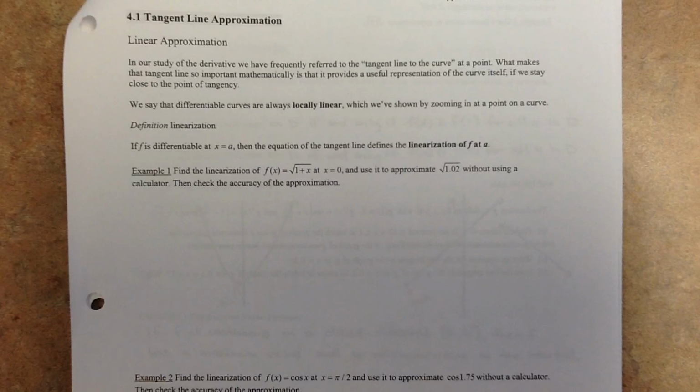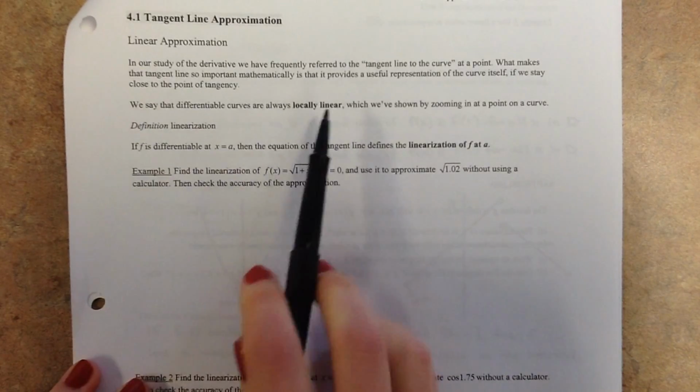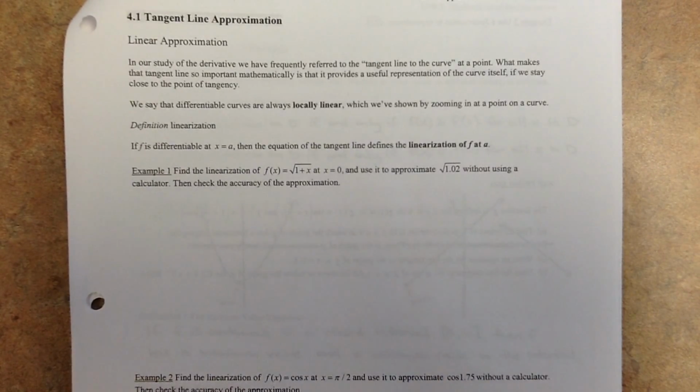So the biggest idea that we're going to use here is that if you're right on the point, the tangent line has the same value. But if you're really, really close to the point, the tangent line will also have a very similar value. And so we've got this idea that differentiable curves are called locally linear, which basically means, and we've seen this before with the whole differentiability stuff, if you zoom in really, really close to a curve, it'll basically straighten out and look linear. And once you get to a point where a graph looks linear, that's the slope of the tangent line.